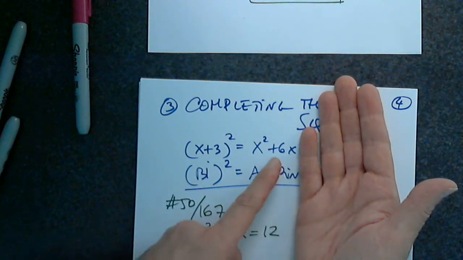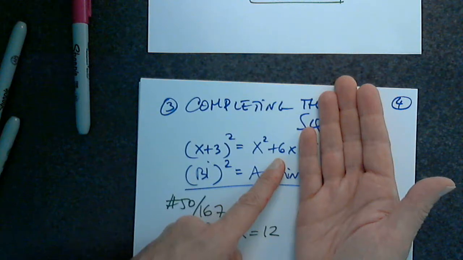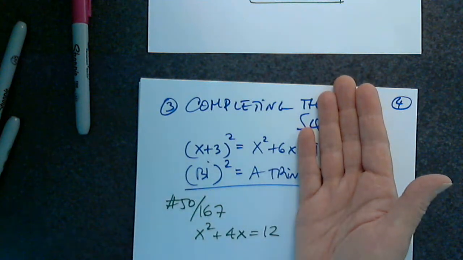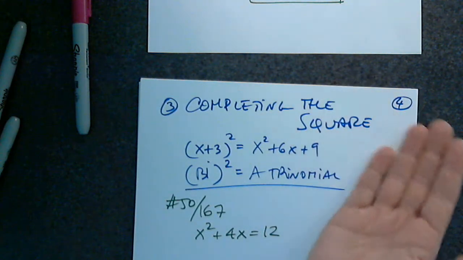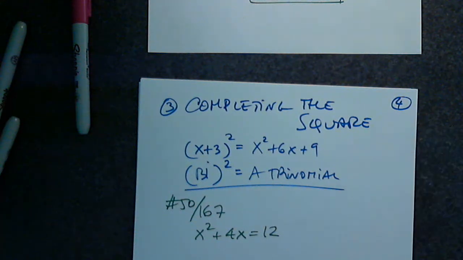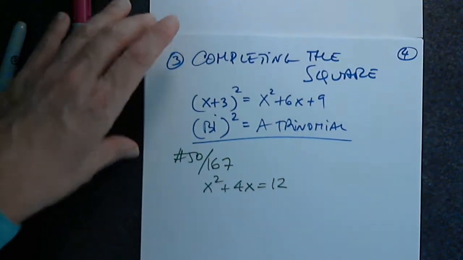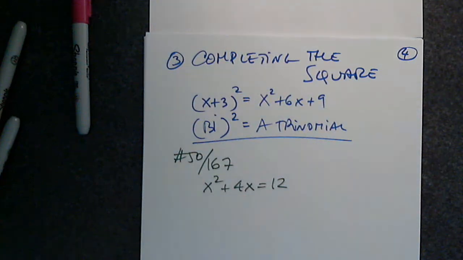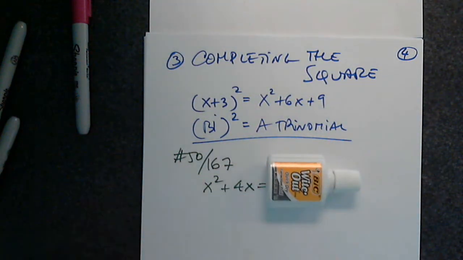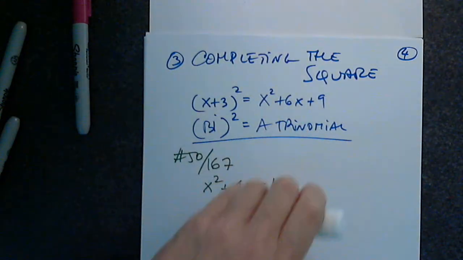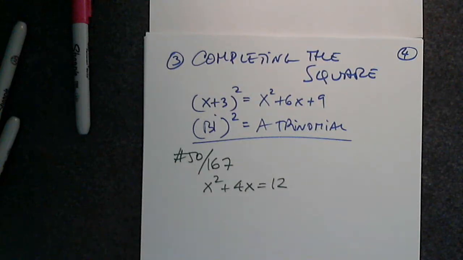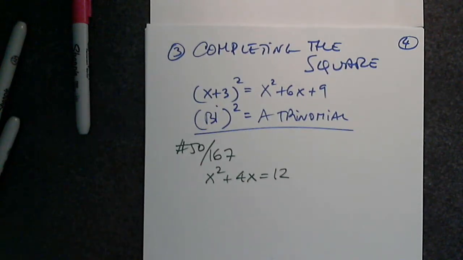How did we get that 9? Here's how: 6 divided by 2 is 3, because there was a 2 in the formula, and now let's square 3. That's the method of completing the square. So what is the middle coefficient here? Don't even look at the last term. It's 4. If you divide 4 by 2 and square that number, that's exactly what we need to add to both sides. But I want to write these steps down for everyone.